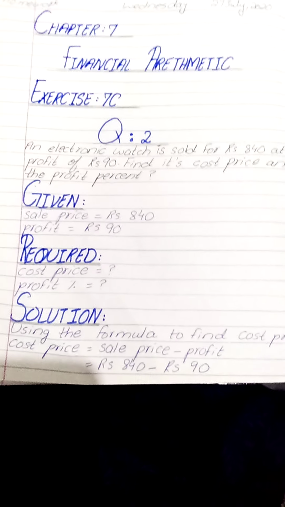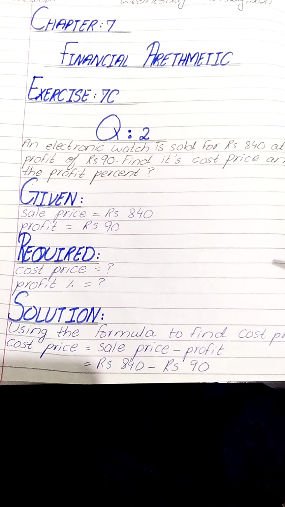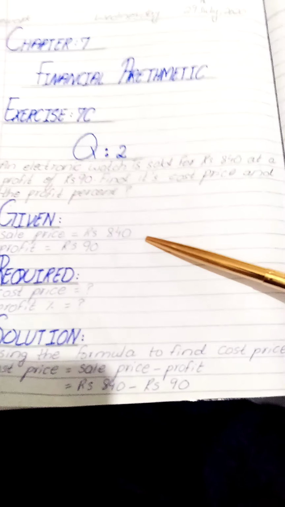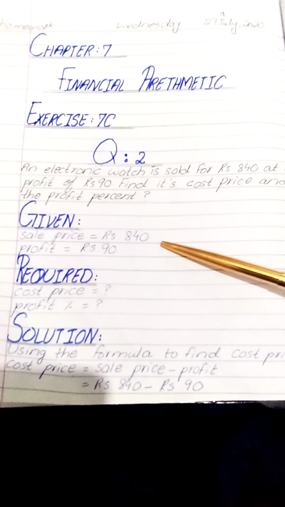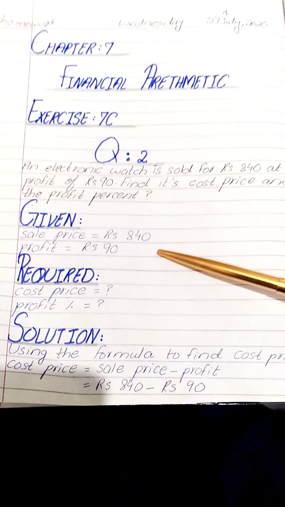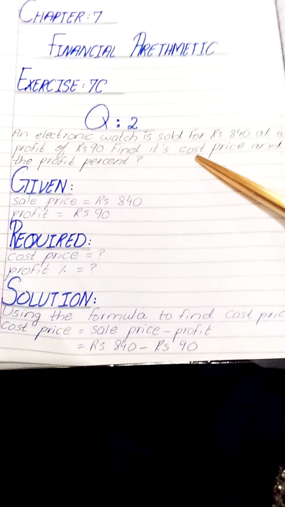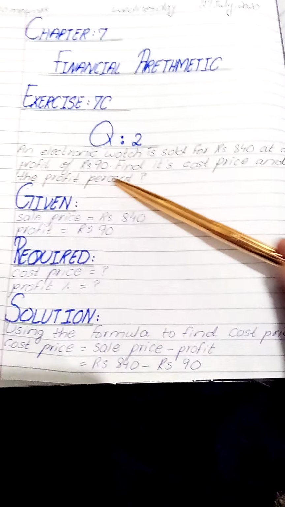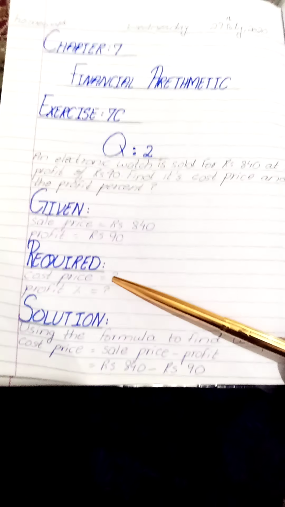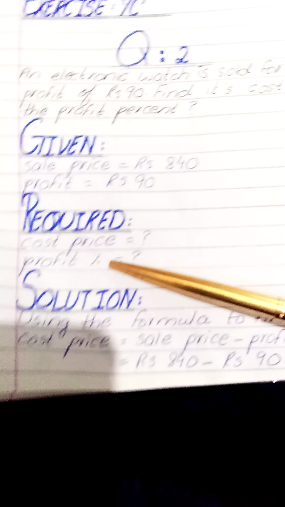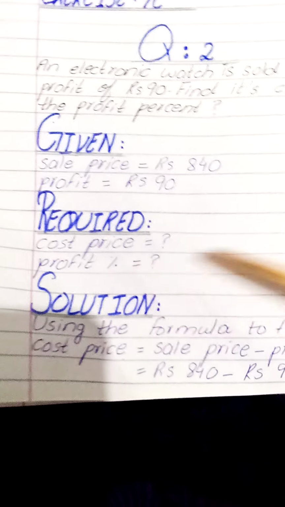Okay, now first we have to write the given and required. The given is 840, which is the sale price, and rupees 90 is the profit. This is given, and required is to find the cost price and the profit percent. This is the sign of percent. We have to find the profit percent.